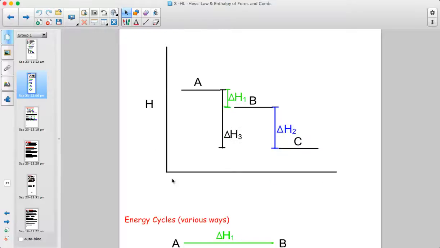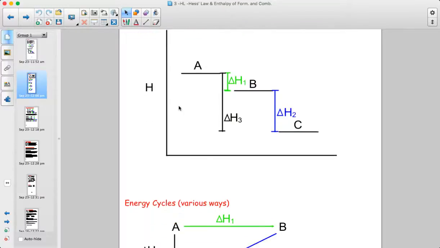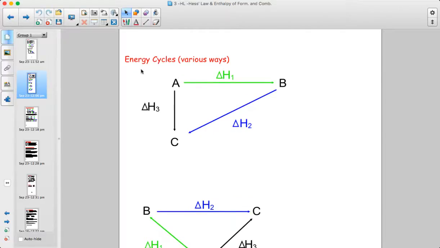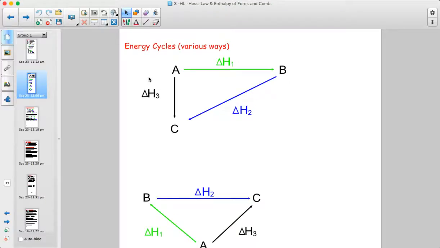So this is a way to represent Hess's law visually, but it's not really the way that's going to get used on the IB exam. It's just one that we're familiar with. The way that it's normally going to get represented on the IB exam is with something called an energy cycle. Unfortunately, the IB uses many slightly different shaped energy cycles with arrows pointing in different directions, which is kind of a pain. But the first one ends up being sort of like vector math, like you would use in physics.